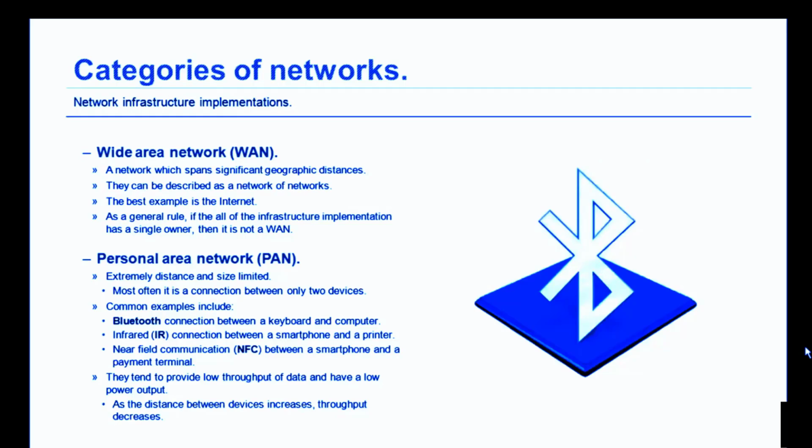But it's really easy to tell a personal area network, a PAN. Why? Because they are extremely distance and size limited. Most often, a PAN is a connection between only two devices. Common examples include a Bluetooth connection between a keyboard and a computer. That's a PAN. Then there are infrared or IR connections between a smartphone and a printer.